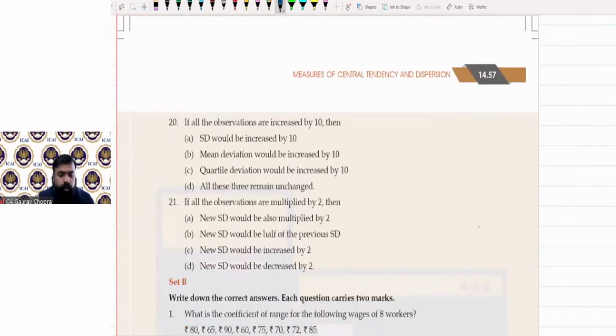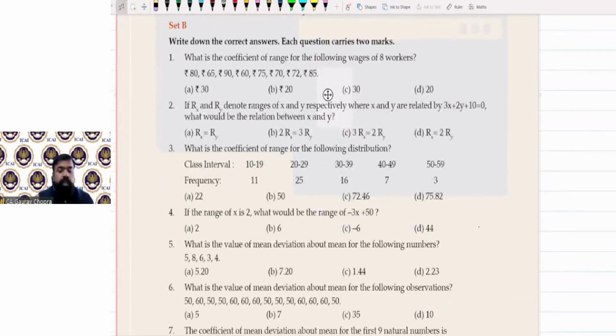Then you have to do this one. Set B, question number 1. What is coefficient of range for the following wages of 8 workers? So wages of 8 workers is given and you have to find coefficient of range. So which of the option will be correct? Be careful while answering this question. Come on, everybody. You will answer this. It's very simple.